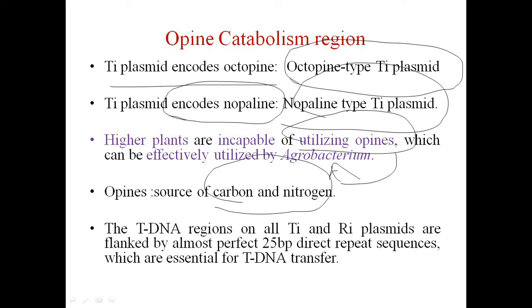The T-DNA region of all Ti and Ri plasmids is flanked by perfect 25 base pair direct repeat sequences. This means the T-DNA has a right border and a left border of 25 base pairs, and that is essential for T-DNA transfer.